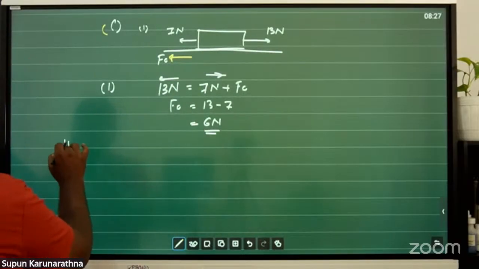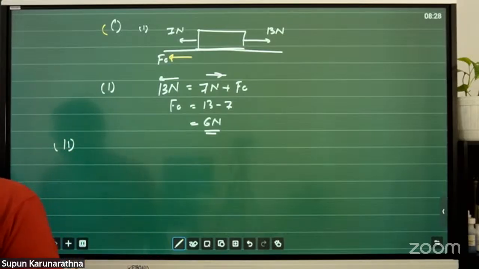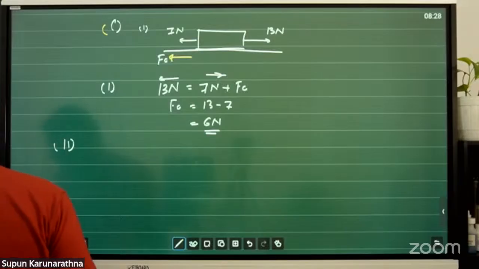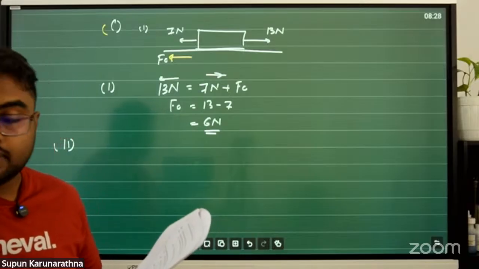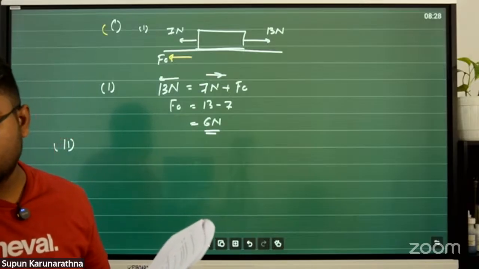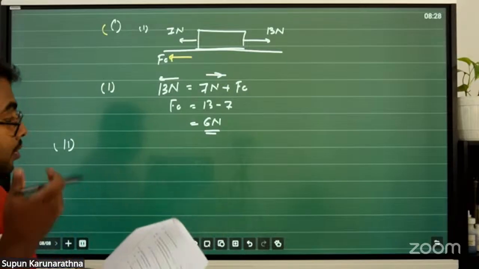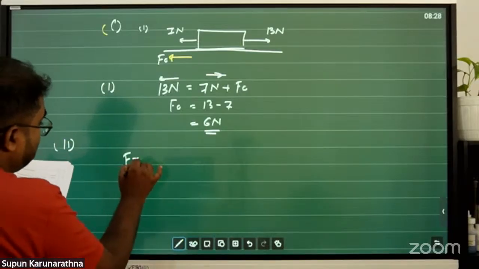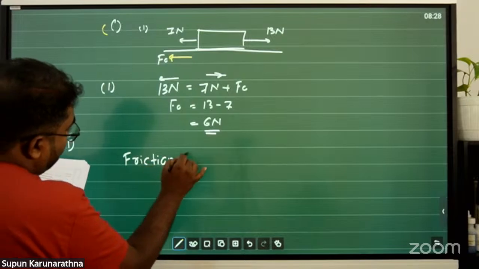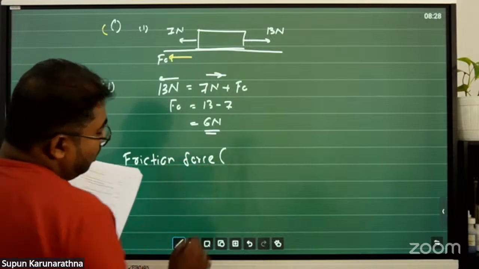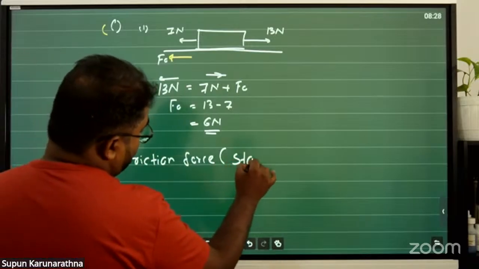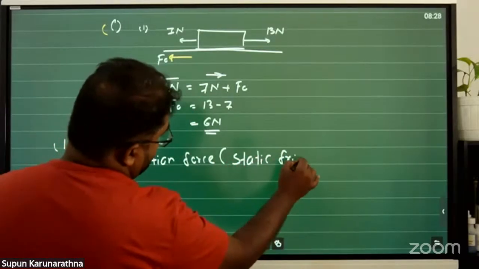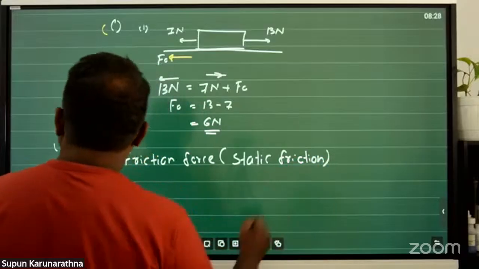Second one. What is the name given to the force applied by the surface to prevent relative motion? What do we call it? Yes, friction. We call it friction force. Which kind of friction is present in this situation? Friction force is enough for your answer, but what is the type of friction? It's actually static friction.